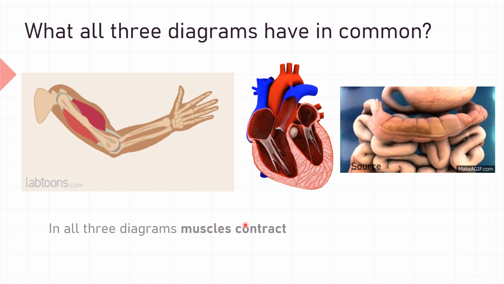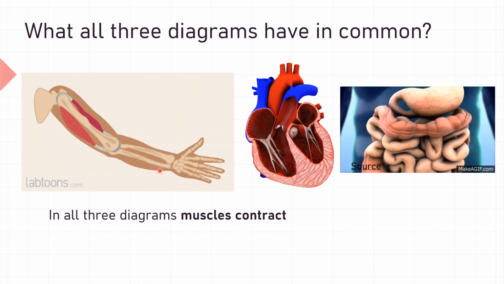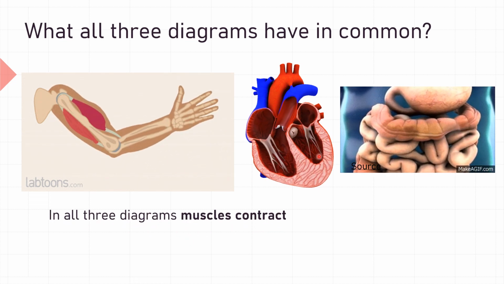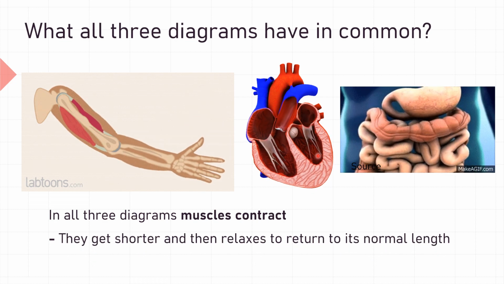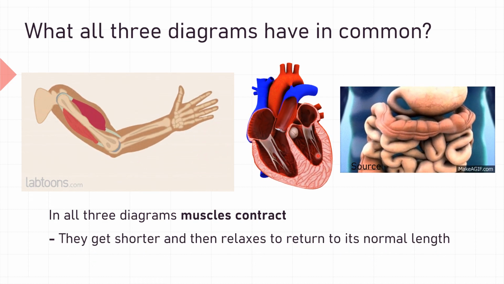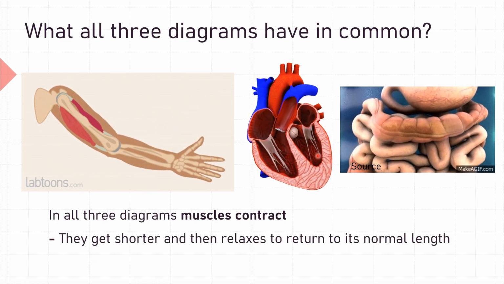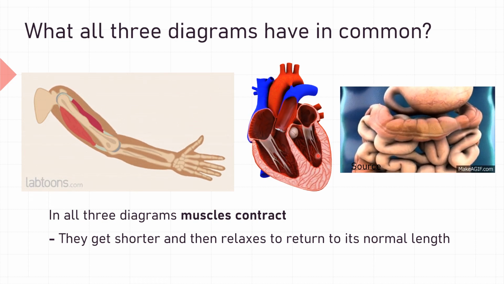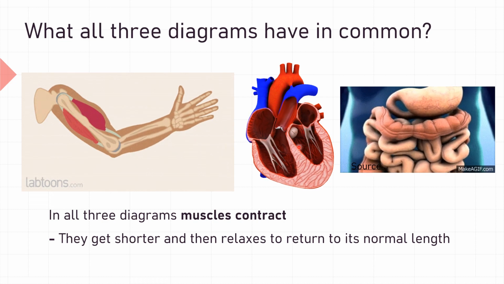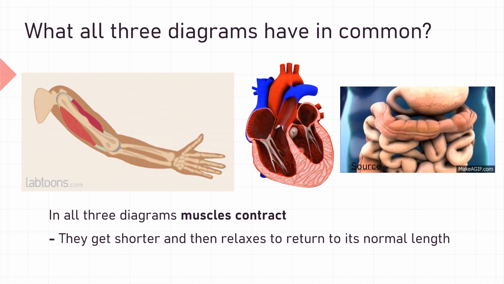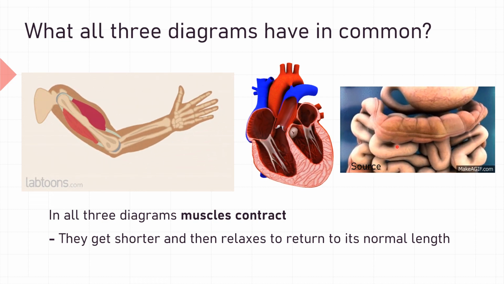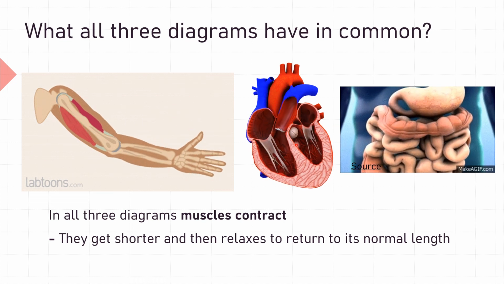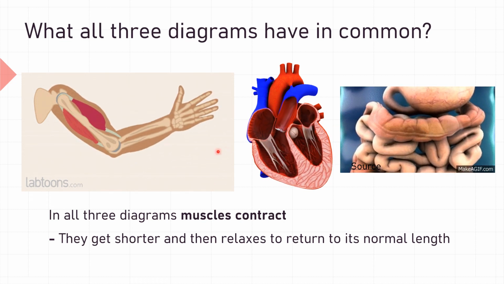So what's the point of the story? The point is that in all 3 diagrams muscles contract. Why is this important? Because when they contract, they get shorter, and when they relax, they come back to their normal length or size. This is especially important when you want to describe the adaptations of muscle cells, of which they are basically made.